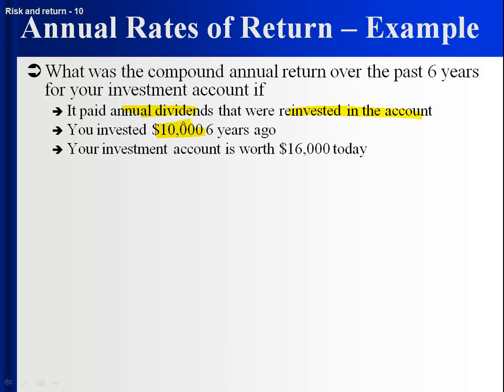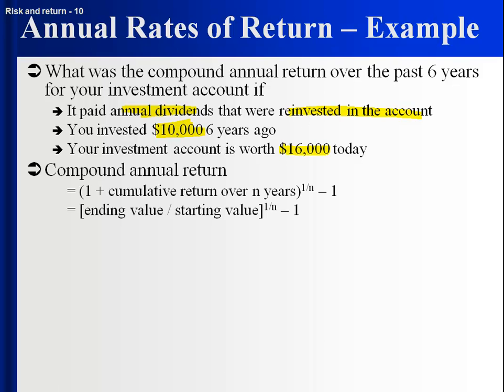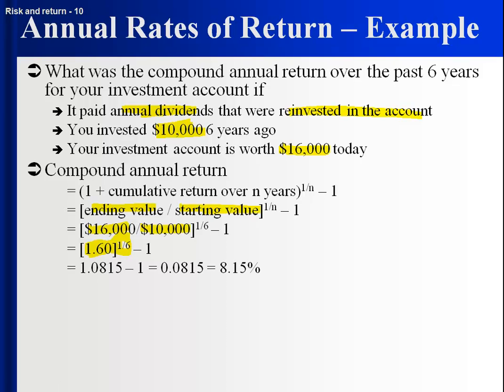So 6 years ago you had 10,000 and today you have 16,000. So again, you can see that we have the ending value, which is 16,000, and the starting, which was 10,000. 16,000 over 10,000 is 1.6. So if I had put a dollar in 6 years ago, today I would have $1.60. What's the return that, if I got it each year for 6 years, would get me to $1.60? So I take it to the power of 1/6 to undo 6 years to figure out what has to happen for each year. Pull out the 1, so I just have the rate, and the compound return is 8.15%.